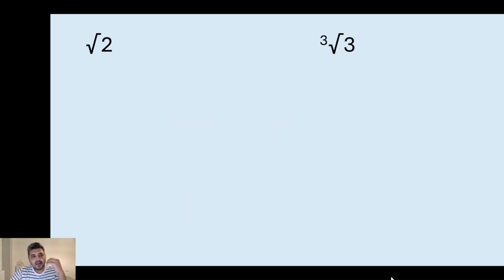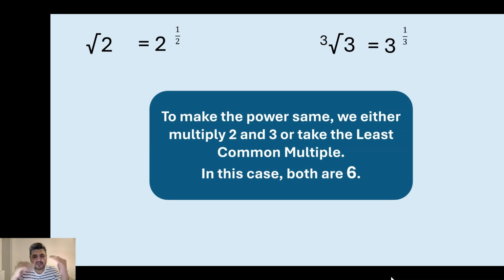So first, square root of 2 and cube root of 3. I'll write this in base and exponent form. That will be 2 raised to 1/2 and 3 raised to 1/3. Here the numerator is 1 and the denominators, 2 and 3, are different. So how do I make them the same? What we can do is take an LCM, which is 6 in both the cases.